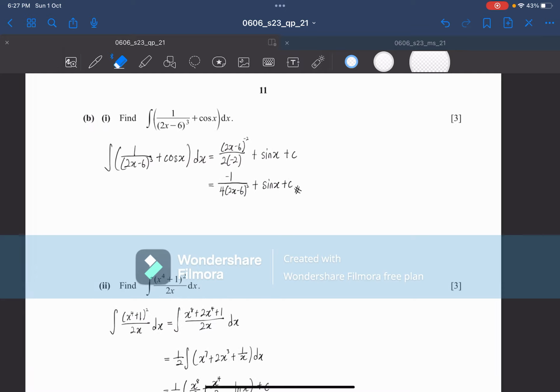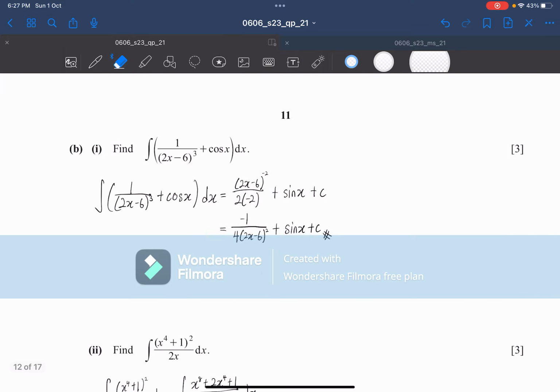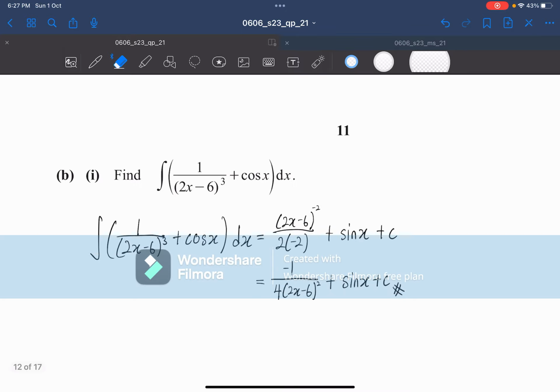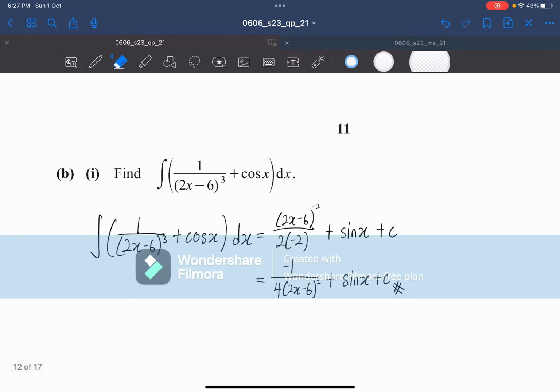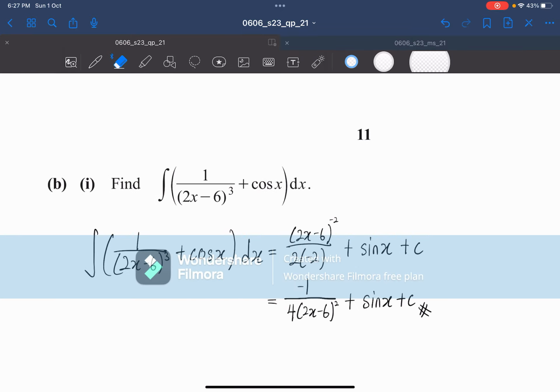All right, B1. Pretty straightforward. These two questions, B1 and B2, just integration really. Nothing much to explain here. So find the integral of these two integrals. So we just integrate. So this one right here is actually, you have to use one of the integral rules. Don't forget.